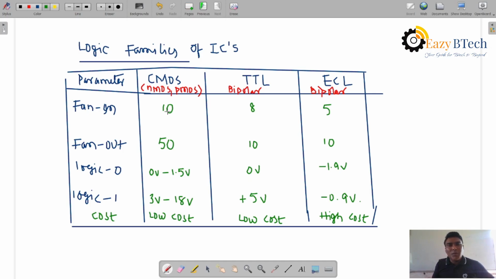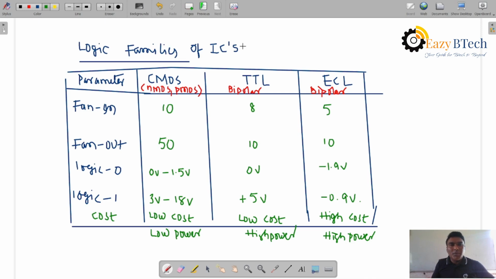So we are using the CMOS technology because of low power, low cost. It is a low power technology, right? The others use high power, more than the CMOS. So CMOS is low power, and it also has more fan-ins and fan-outs. So high-speed signals can be transmitted by using CMOS technology.